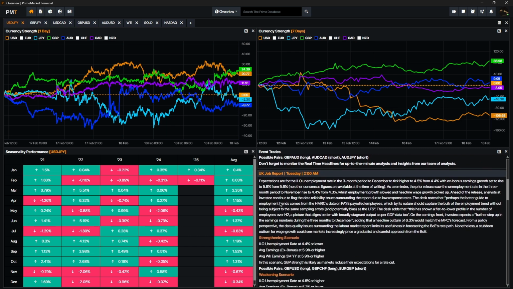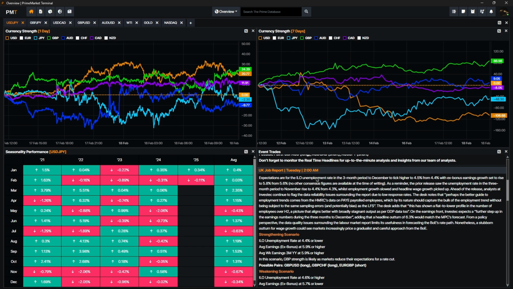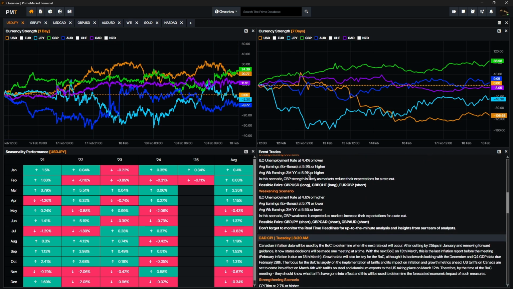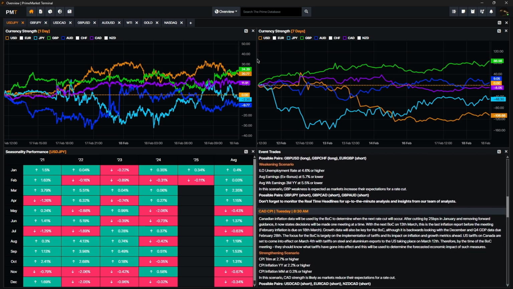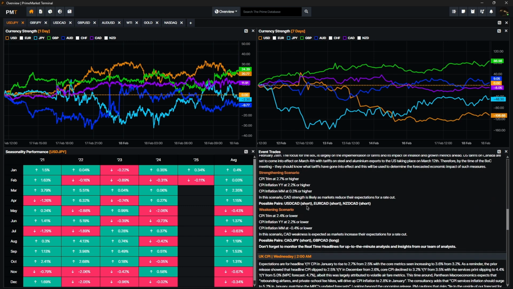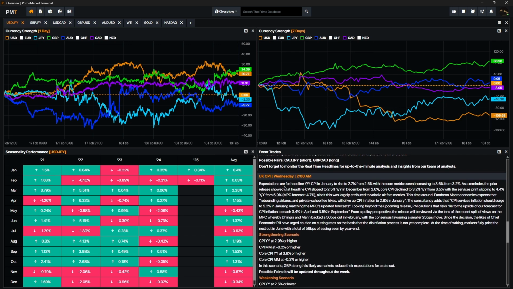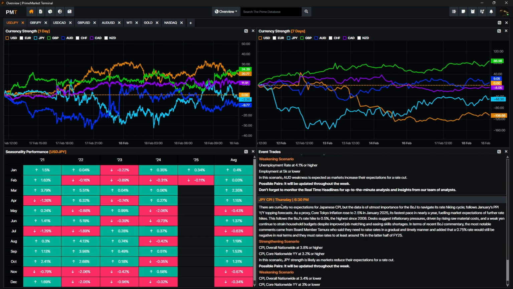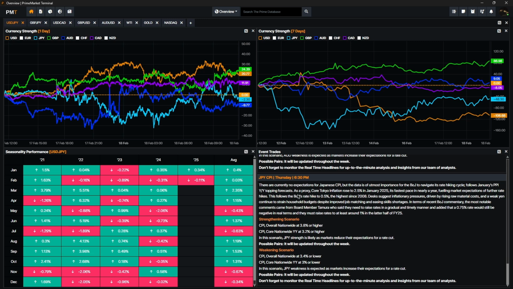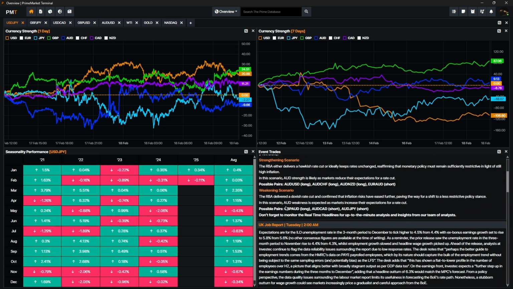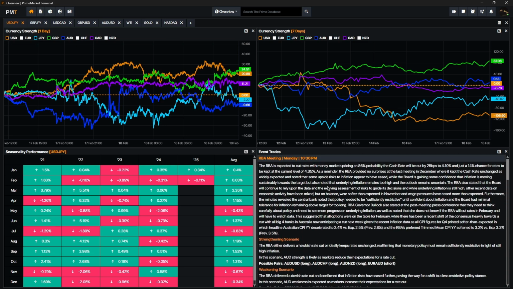Then on Tuesday, it tells you that you have the UK job report at 2 a.m. It tells you everything you need to expect, strengthening scenario, weakening scenario, and it basically has all of that for every currency. On Tuesday, again, we have Canadian CPI, and it gives you the overview. On Wednesday, we have UK CPI and the Australian job report. On Thursday, we have Japan CPI. So it basically gives you a summary of everything important for the current week that we're in.